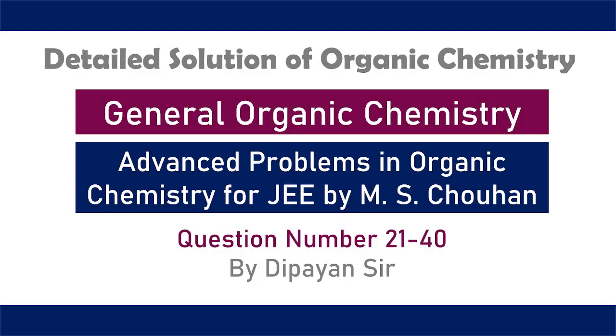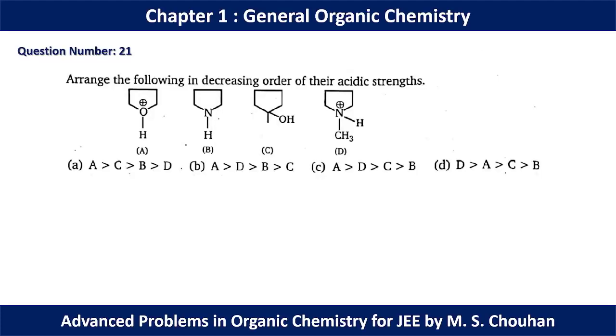Hello students, in this video we are going to discuss questions number 21 to 40 from General Organic Chemistry of Advanced Problems in Organic Chemistry for JEE by MS Chauhan book. In question number 21, arrange the following in decreasing order of their acidic strength. Okay, so here we have four molecules A, B, C, D given in this question.